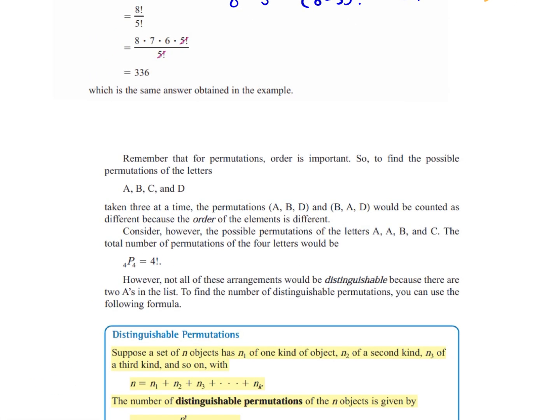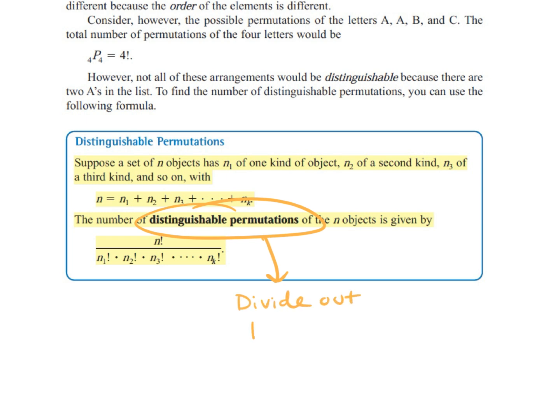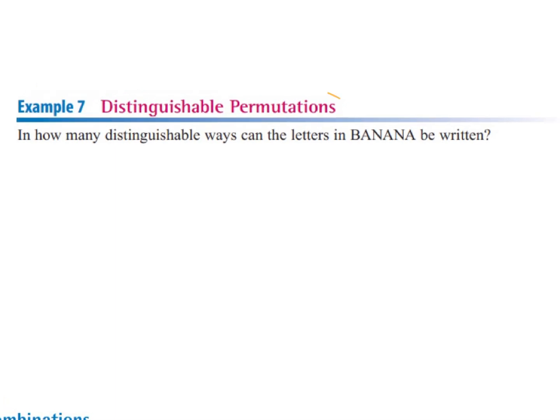Next thing we're going to talk about is distinguishable permutations. Distinguishable permutations, we divide out the repeats. And I'll show you what I mean by that when we do our first example. So example 7 says, in how many distinguishable ways can the letters banana be written? So for distinguishable permutations, we're going to take the total factorial divided by the repeated factorial.